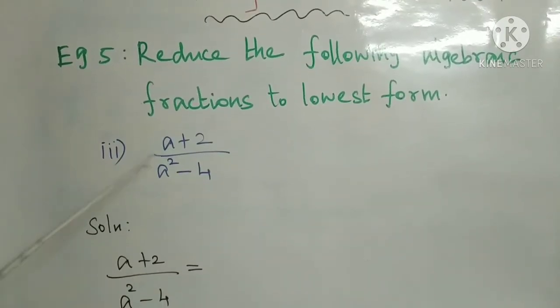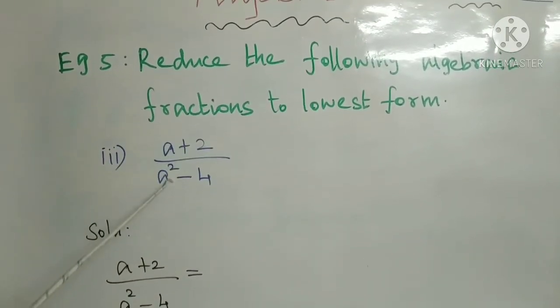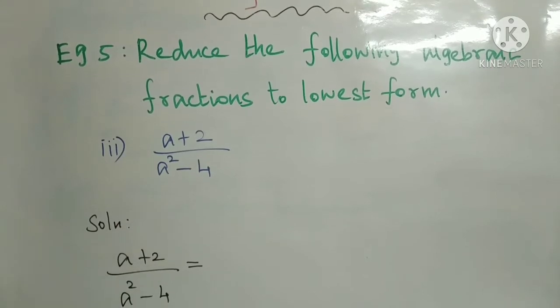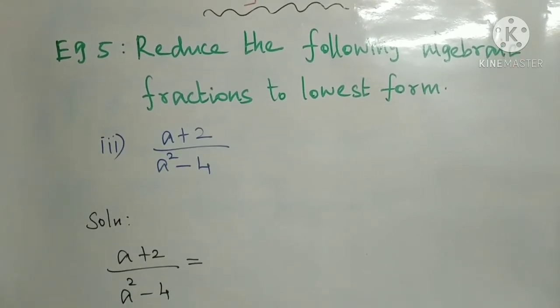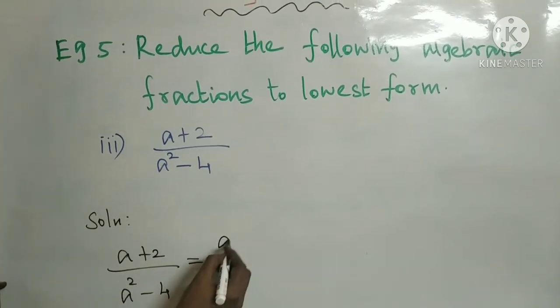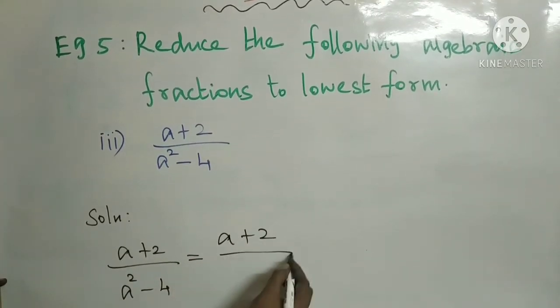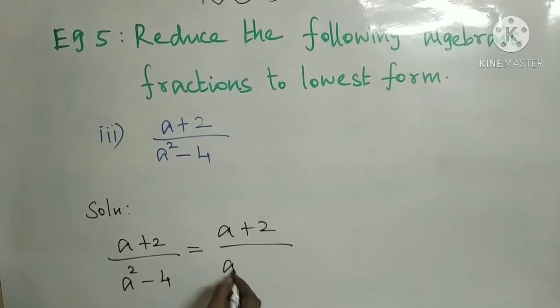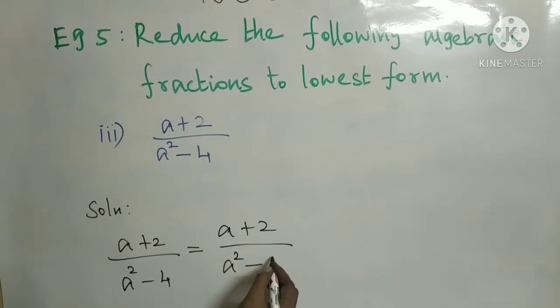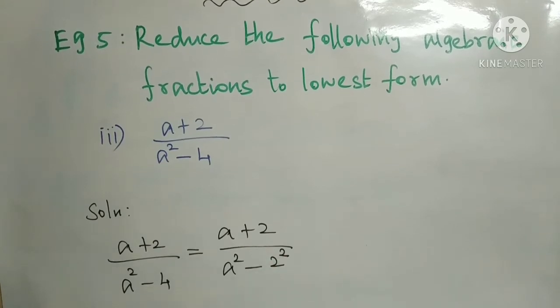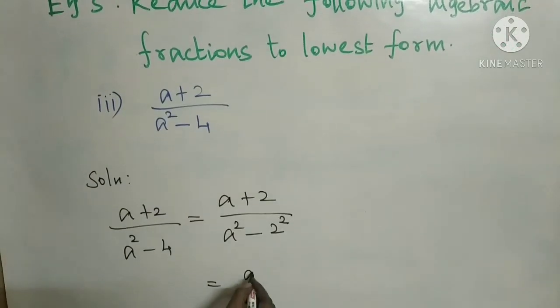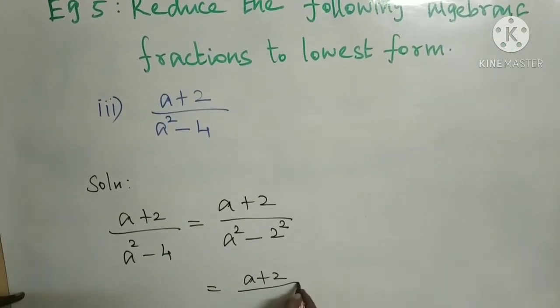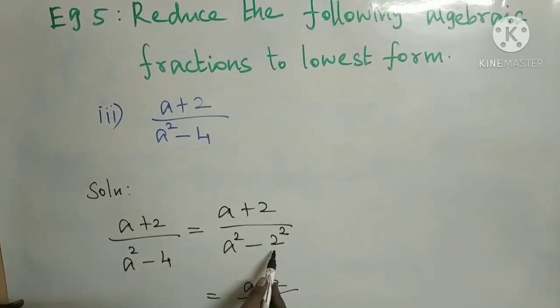Next, third subdivision, a plus 2 by a square minus 4. So first we have to factorize the denominator. a plus 2 divided by a square minus 4. How do you write a square minus 4? We can write a square minus 2 square. So next step, a plus 2 divided by a square minus 2 square.